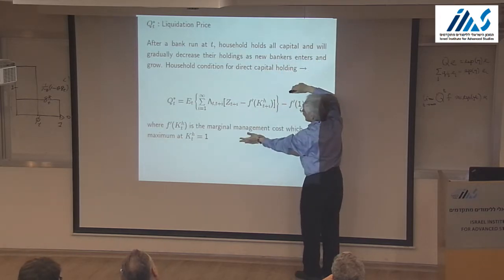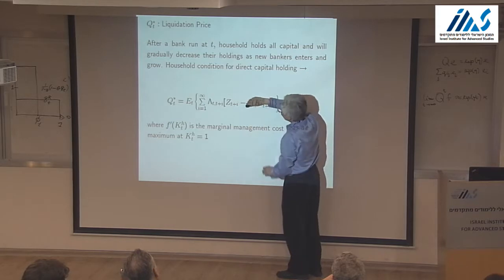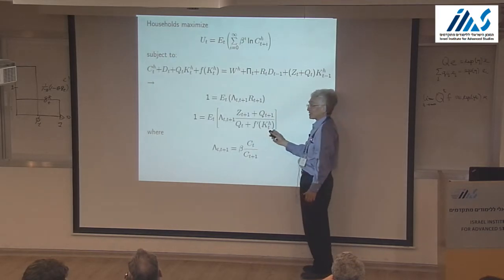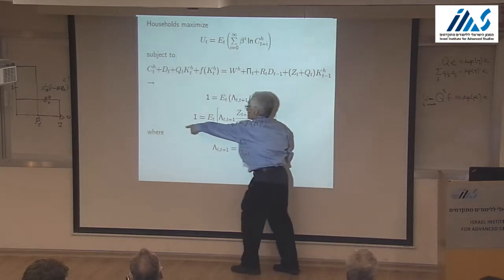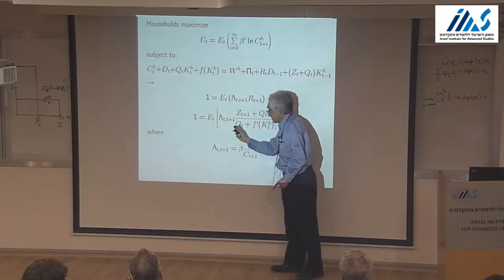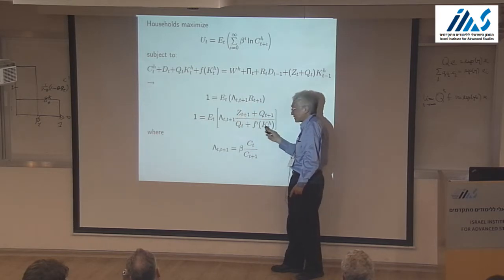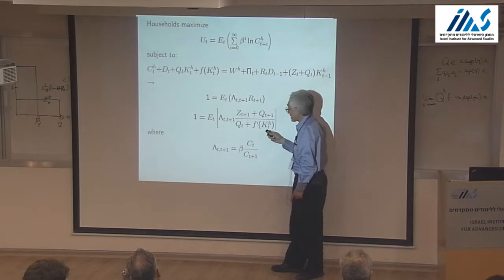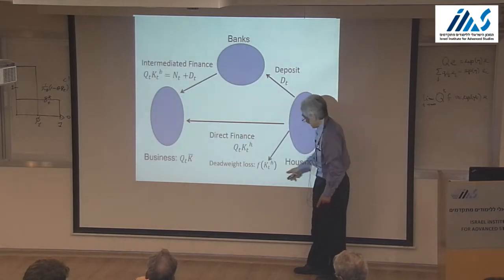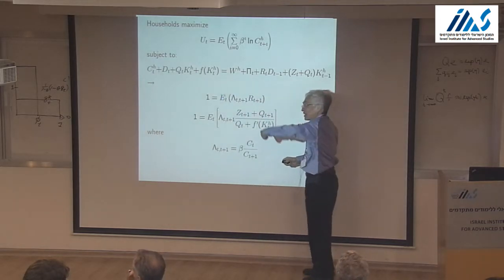But the household will buy. What happens to the stock price is that the household has to pay the extra management cost. Therefore, if you compute by iterating, the stock price, the asset price, is the expected present value of dividends minus the management cost. And the management cost is big when they have more assets. This is quadratic, so it gets bigger.